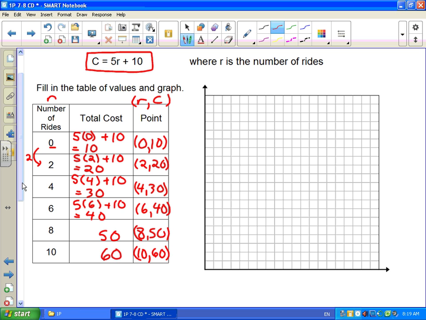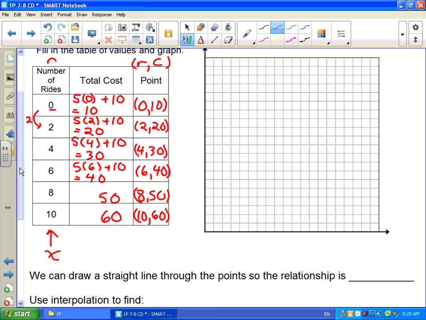Now we want to set up our graph. This grid that you have here is exactly the same as the grids that you have in the learning guide. We have 20 boxes along our horizontal axis, and we have 20 boxes going up on our vertical axis. The first thing we want to do is decide what we're going to plot on our horizontal axis, our x-axis, and what's going to go on our vertical axis. The way you decide that is based on how your chart is set up. If our first column here is number of rides, that is going to go on our x-axis. So we'll put number of rides down here.